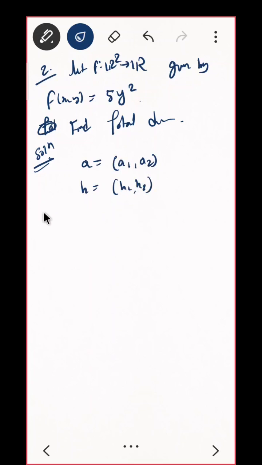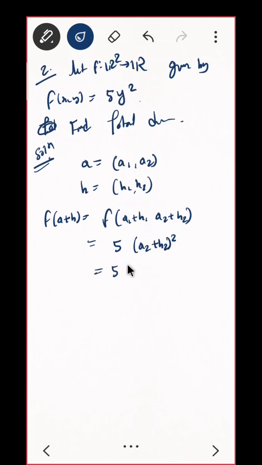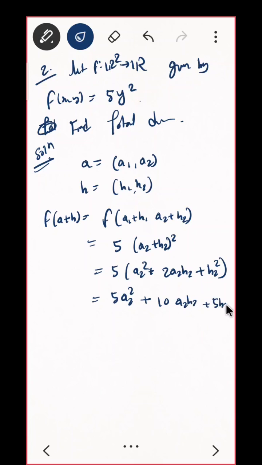What is e plus h? You should put f of e plus h. What is f of e plus h? It will be e1 plus h1, e2 plus h2. And what is the value? The value is 5y square, correct? So it will be 5 times e2 plus h2 the whole square. Let us quickly solve this. This is 5 times e2 square plus 2 e2 h2 plus h2 the whole square, correct? This is 5 e2 square plus 10 e2 h2 plus 5 h2 square, correct? So this is my f of e plus h.